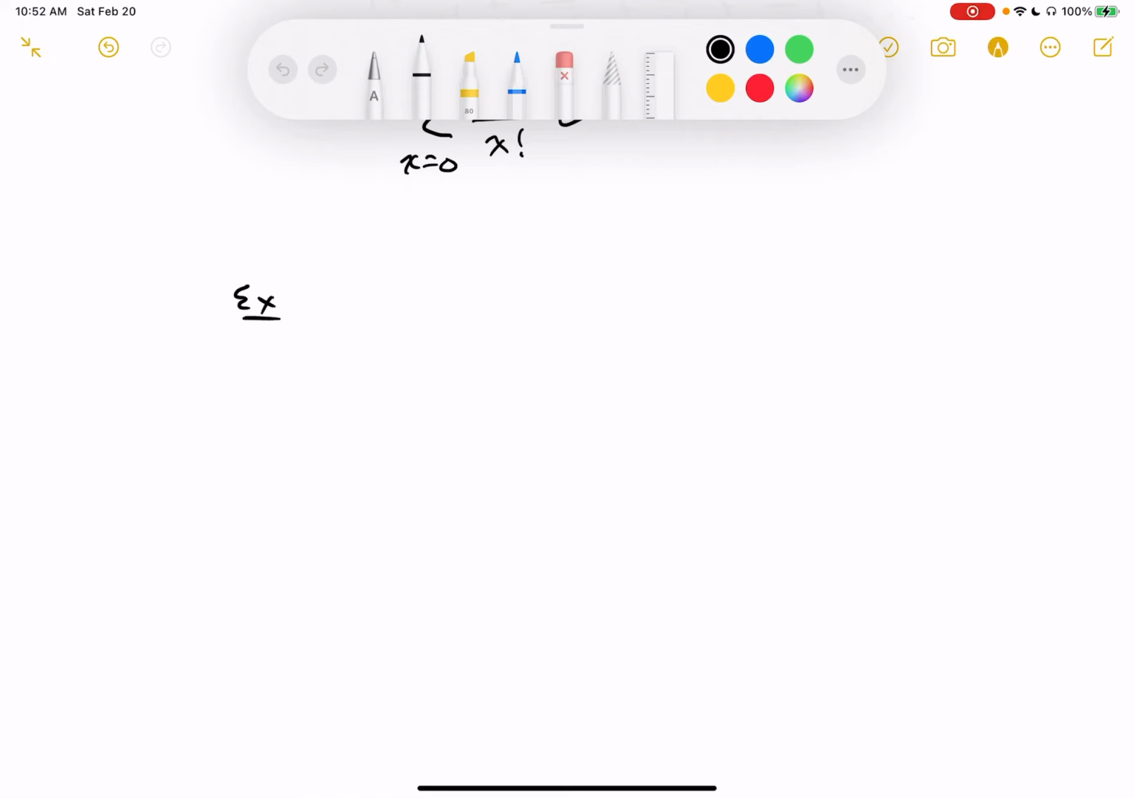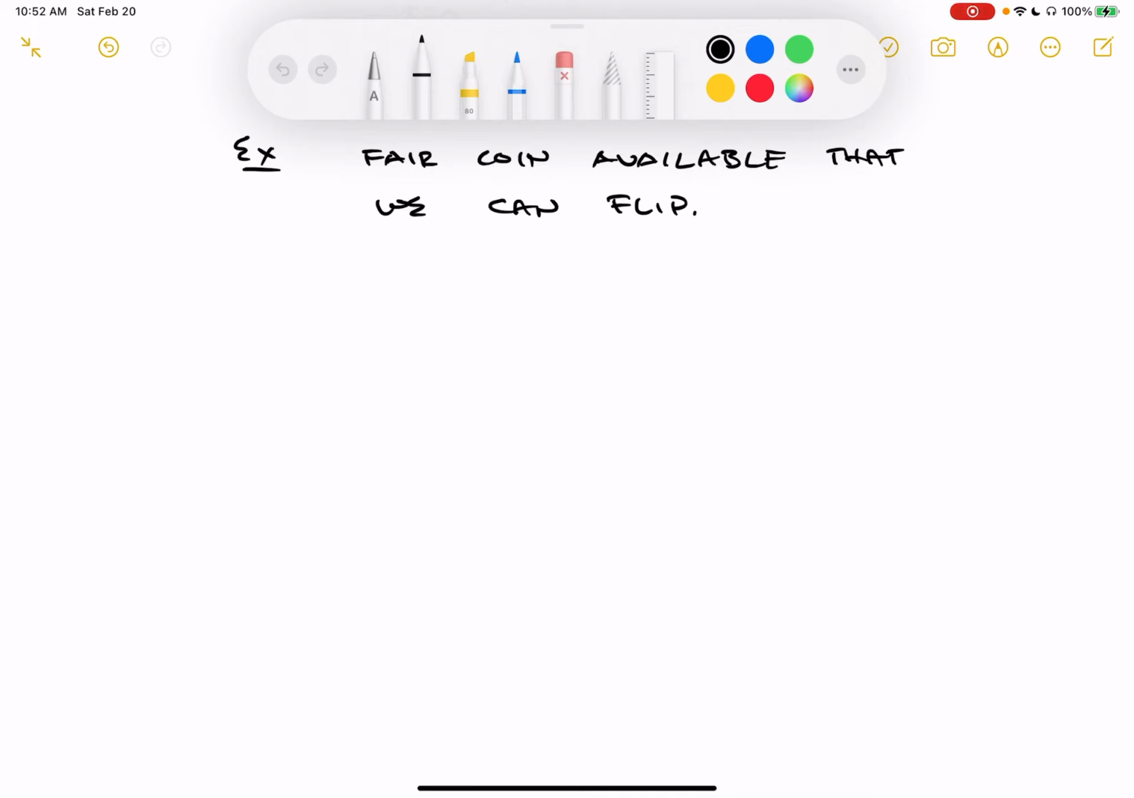So let's think about the following example. We're going to have a fair coin available that we can flip. So I hand you a fair coin, right? And you're allowed to flip it. And I would like to know a couple of probabilities. The first one I would like to know is the probability that 3 out of 5 tosses are heads, for example. What's the probability that if you went through and did 5 tosses, that 3 out of those 5 would become heads? So what's the probability that 3 out of 5 are heads?